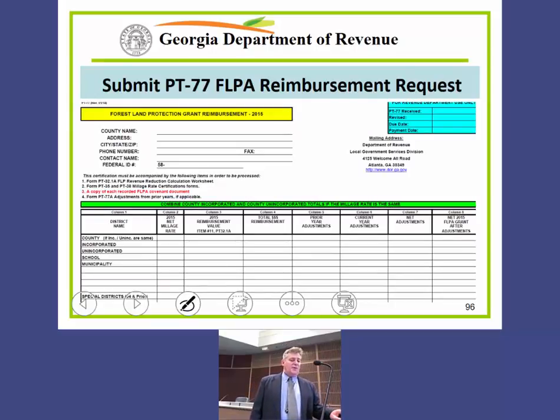And we talk about forced land conservation use. If you have any of that property in your city, this is a grant request that the funds are requested on. And it's basically the reimbursement value multiplied by the current year millage rate.